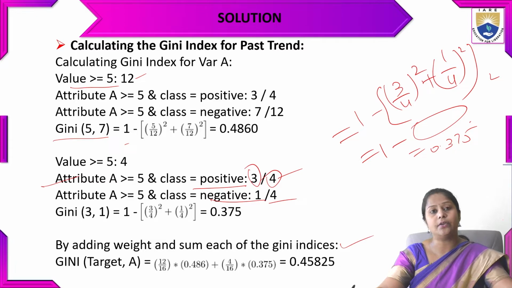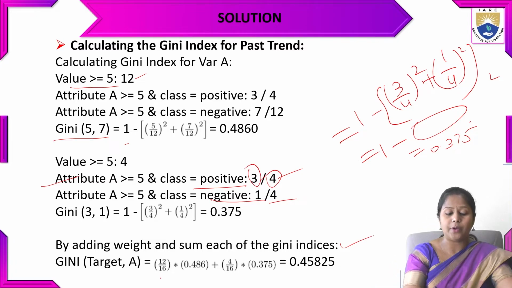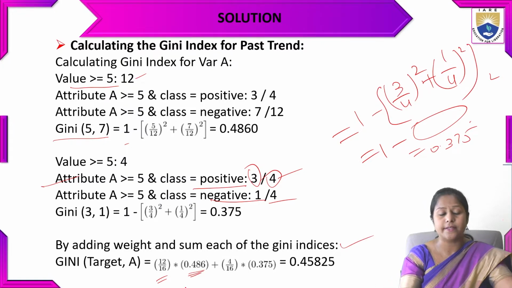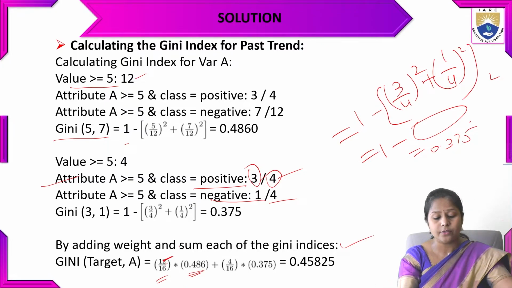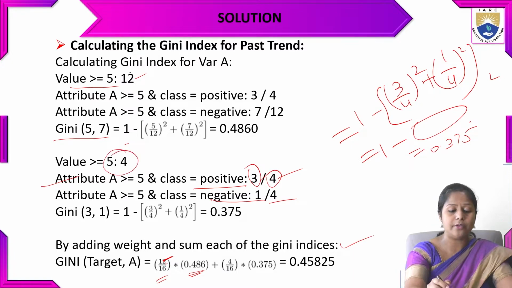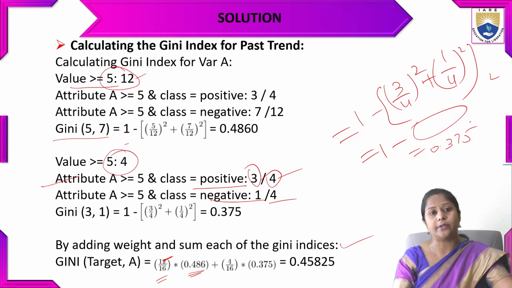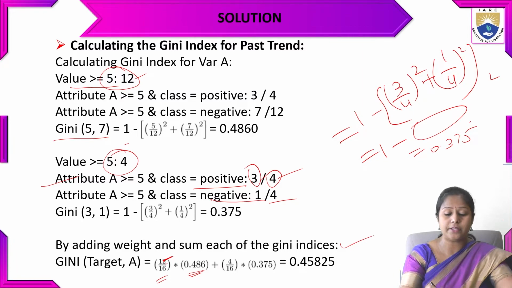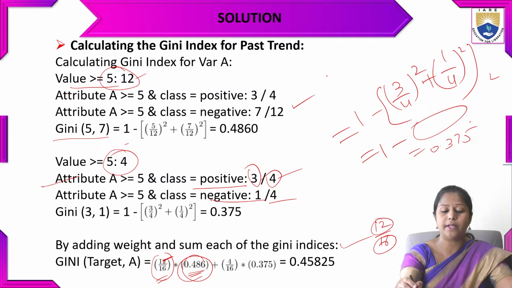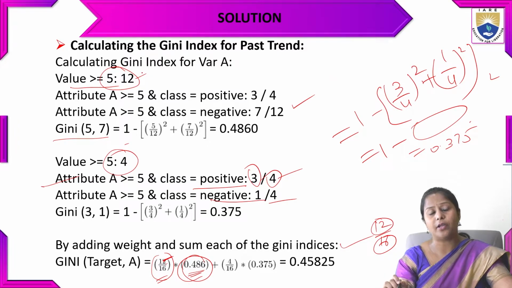The Gini of target A will be 12 by 16 into 0.486. So what is 12 here? Total, how many positive classes are there, corresponding to this value? Total is 16 and positive is 12. So 12 by 16 into the value for this particular 5 colon 12 value.